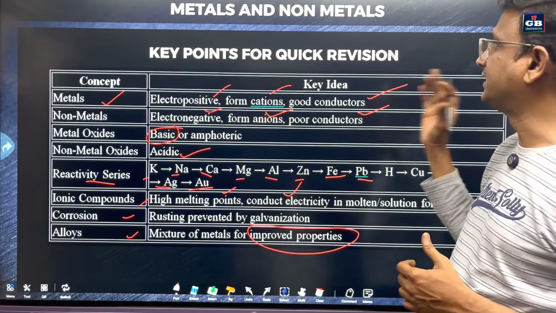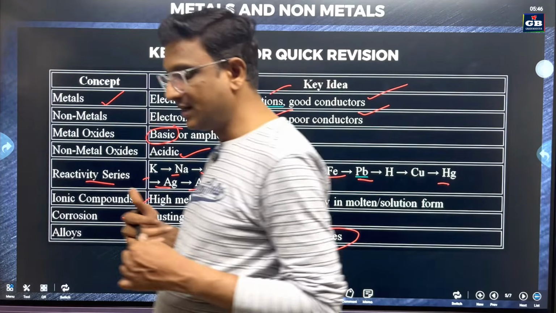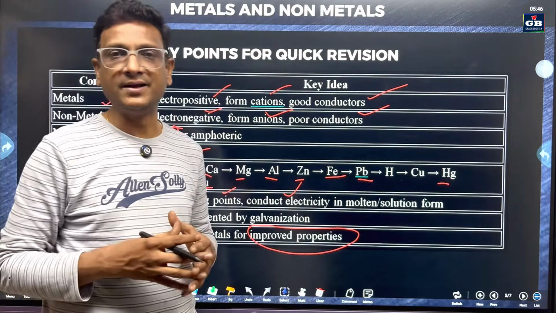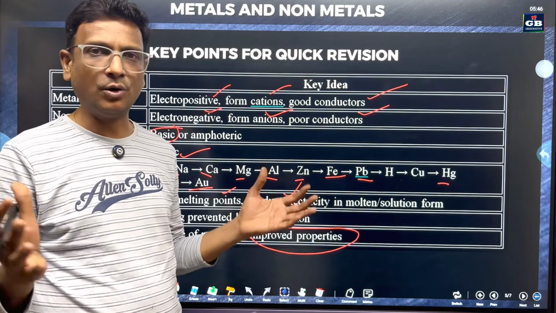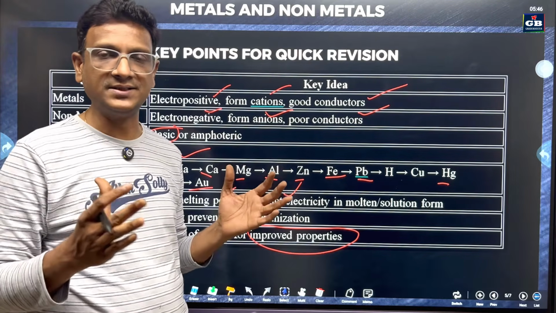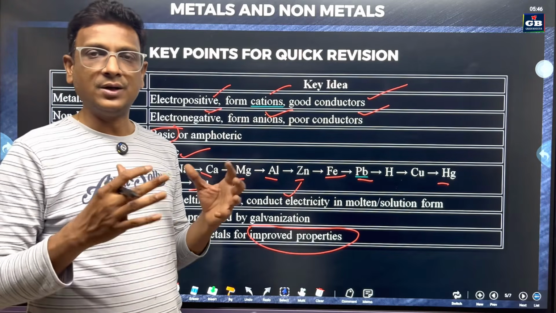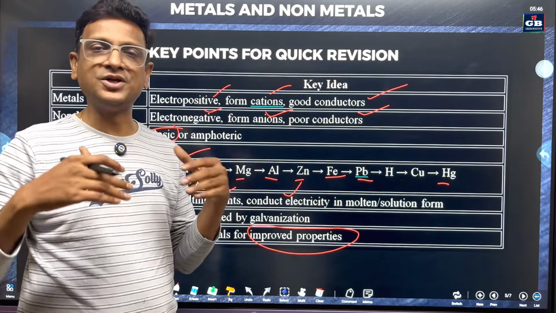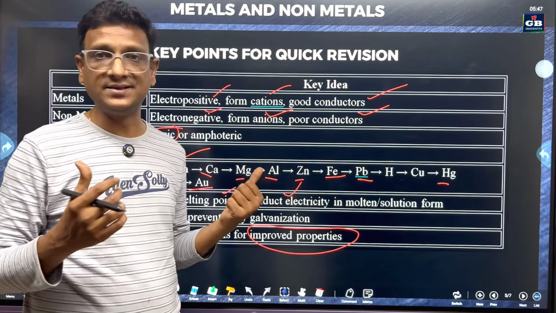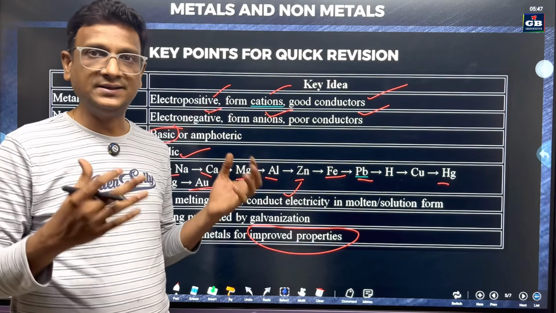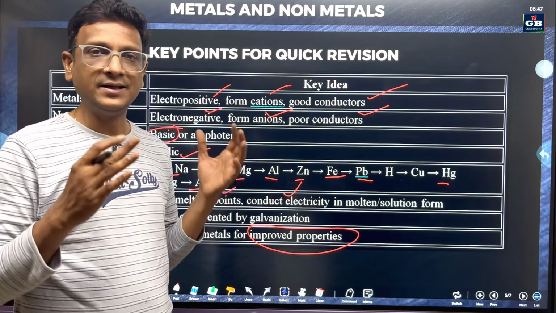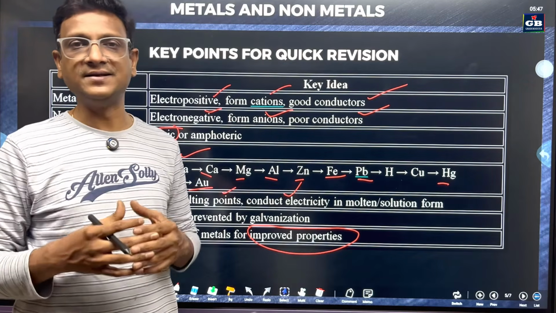So this is all about the metals and non-metals lesson. I hope I covered everything. My idea is to cover all the topics of the lesson in a short time, around 30 to 40 minutes. I'll be coming up again with a much more elaborated version of the same lesson before your boards. But this short one is meant to give you the complete idea of the lesson in less time.